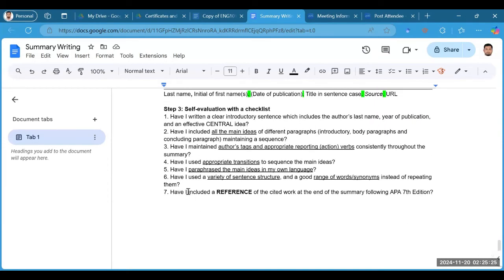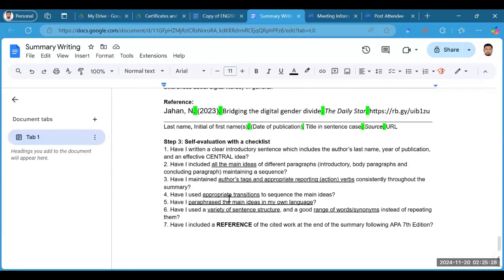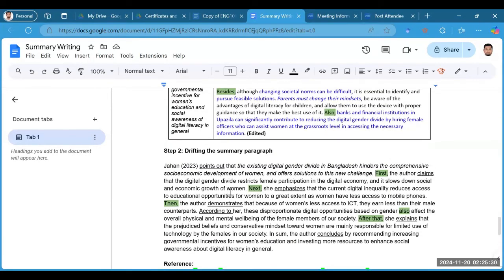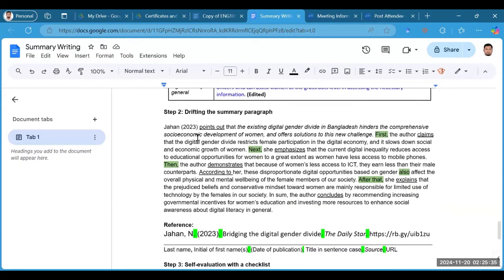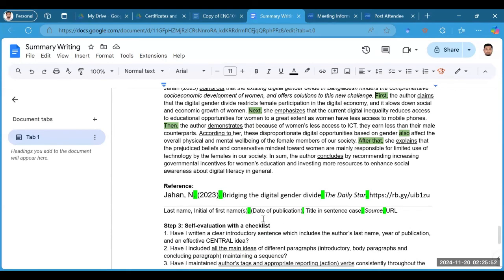Then the last criteria is, have I included a reference, which is very important because I have cited the author. When you cite anyone, whether you write a summary, a paragraph, or an essay, it is your responsibility to write a reference. So don't forget to write a reference at the end. To write a reference, you need four pieces of information: the author's name, the date of publication, the title of the work, and the source information. All these are written here, following a certain pattern prescribed by APA 7th edition.